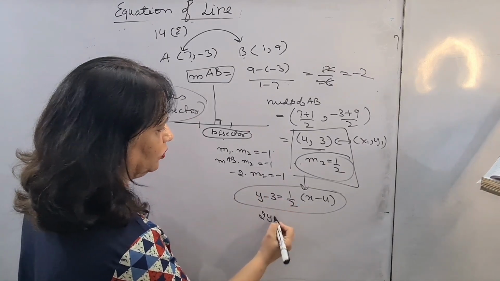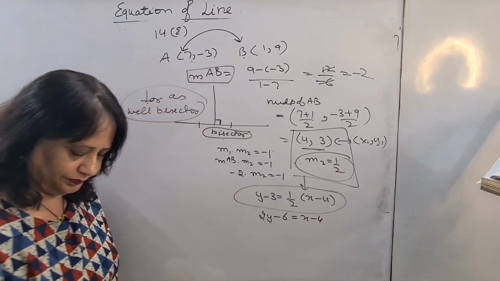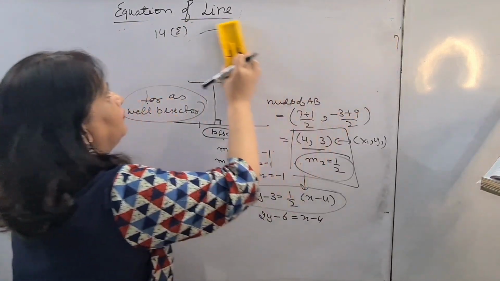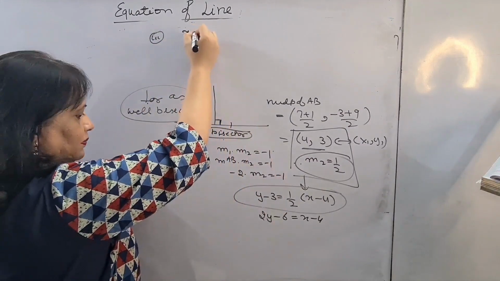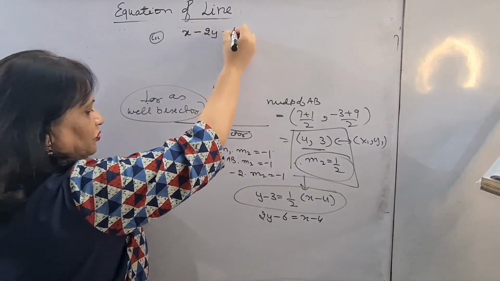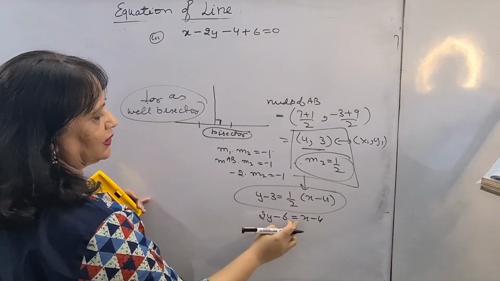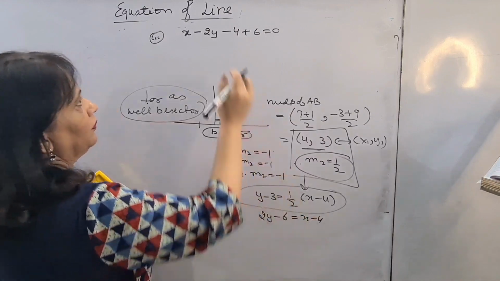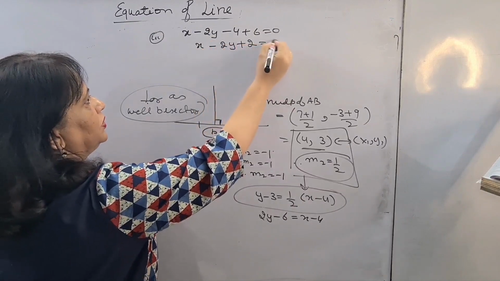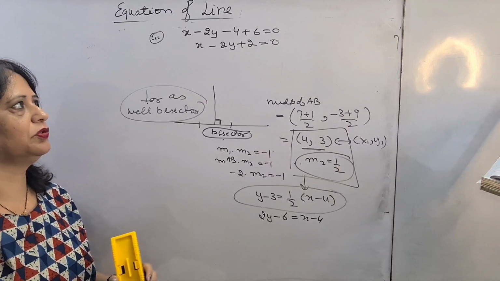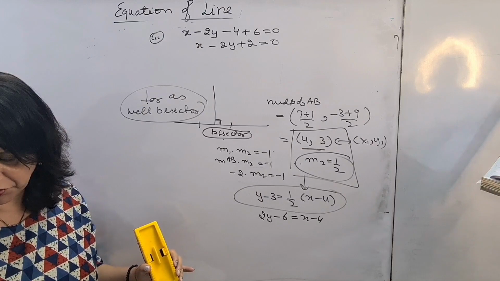for example, 2y - 6 = x - 4, third part I am doing now. 2y - 6 = x - 4, I have taken all to the other side. x - 2y - 4 + 6, the minus 6 will become plus 6, so x - 2y + 2 = 0. Suppose it is my equation, the equation of line AB.